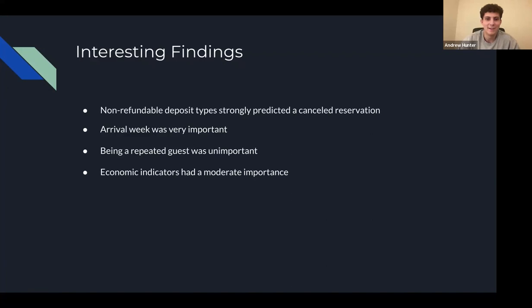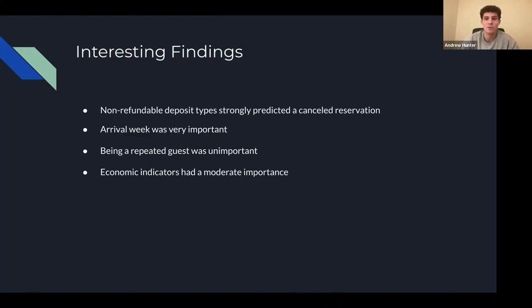Moving on to some interesting findings, we saw earlier that deposit type was one of our most important predictors, but what the model actually found was that the non-refundable deposit types predicted a canceled reservation, which is kind of the opposite of what we would have thought initially, where you would have thought that a non-refundable deposit would have encouraged people to not cancel and actually show up.